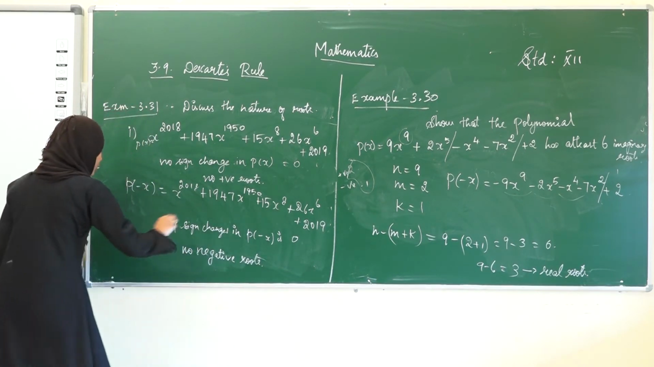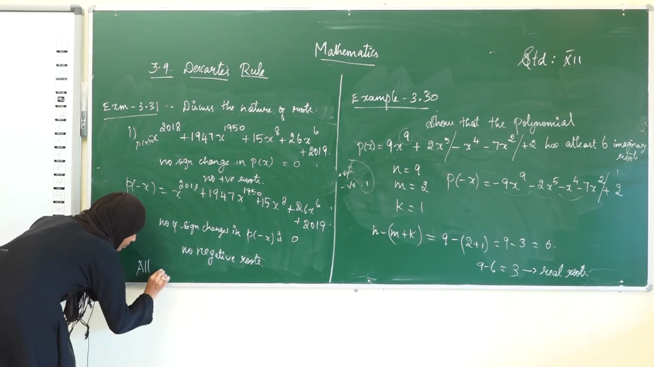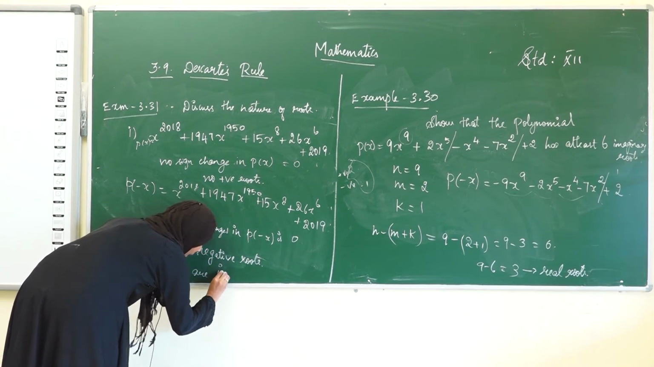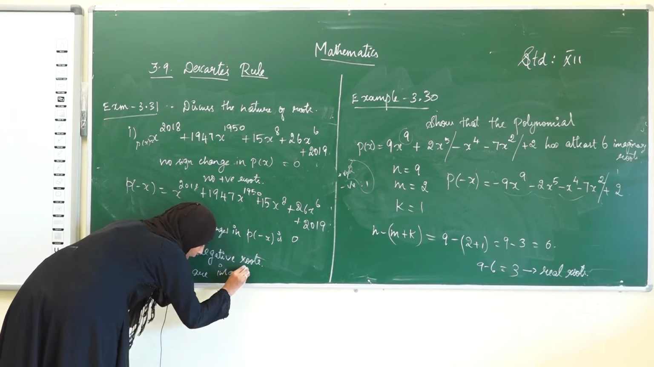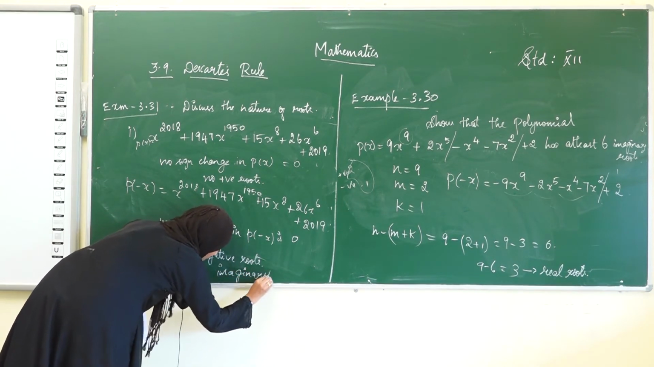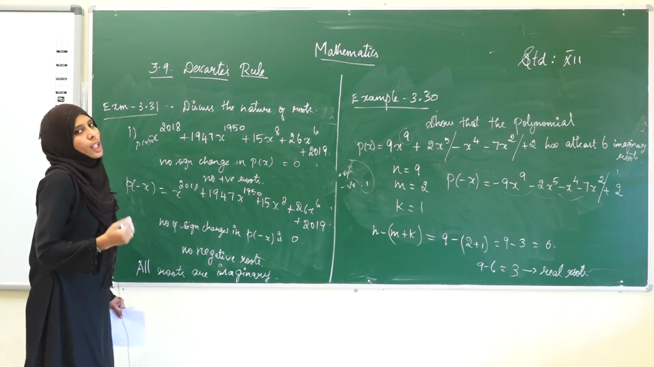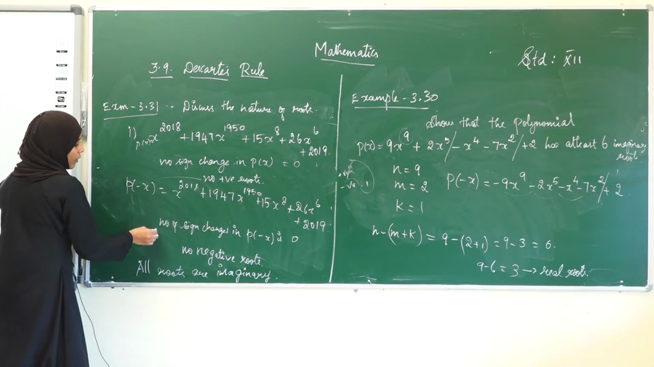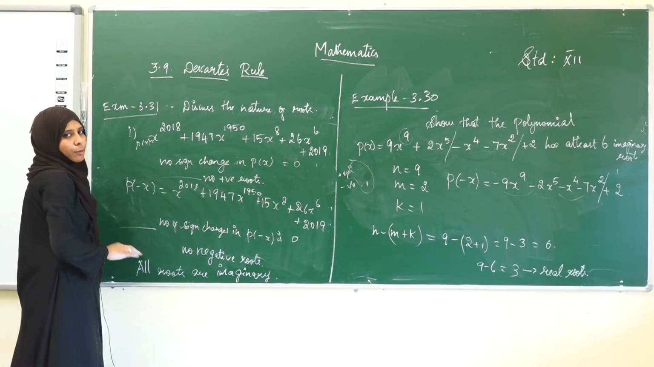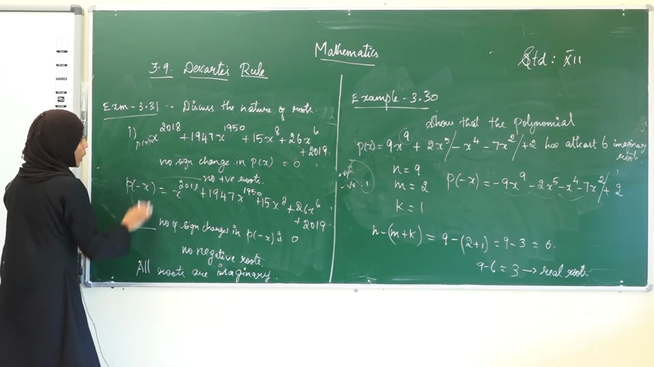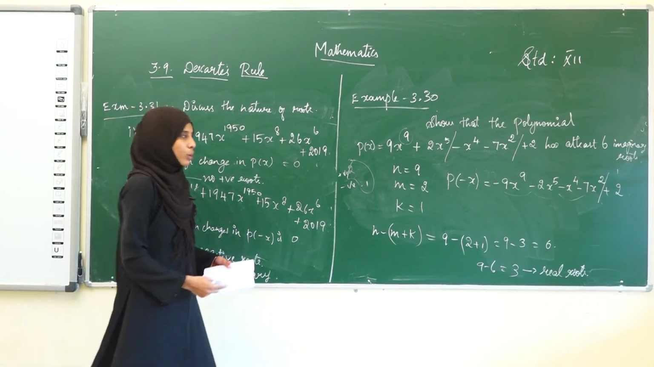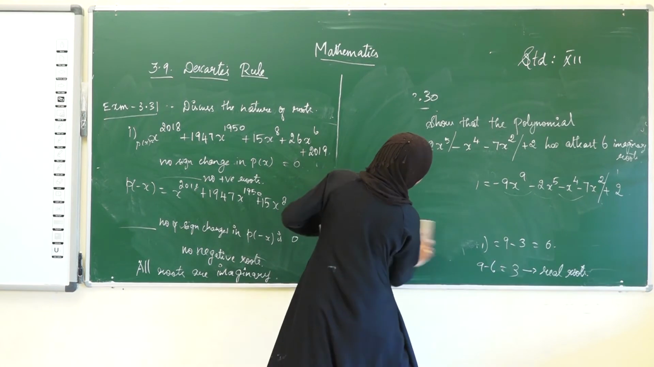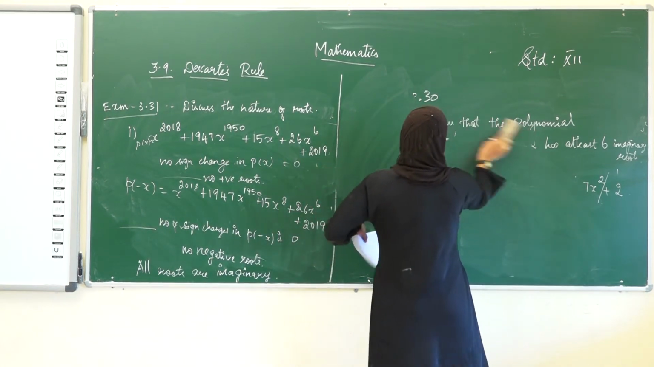That is, we don't have positive roots and also we don't have negative roots. Therefore, all the roots are imaginary. Right? There are only 3 chances. That is, there may be positive roots, there may be negative roots or imaginary roots. See, we have proven there are no positive roots. We have also proven there are no negative roots. Therefore, all the remaining 2018 roots will be imaginary roots. Now, let us move on to the exercise.